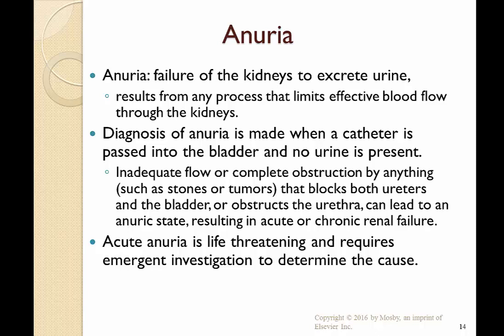So anuria is the failure of the kidneys to excrete urine. This results from any process that limits the effective blood flow through the kidneys. This diagnosis is made generally when a catheter is placed into the bladder and there is no urine present. An acute anuria can be life-threatening and requires emergent investigation as to why the kidneys are not producing urine, because you will have waste development within the person's body of toxic things, and electrolytes will be out of balance, and this can result in coma and sometimes death.